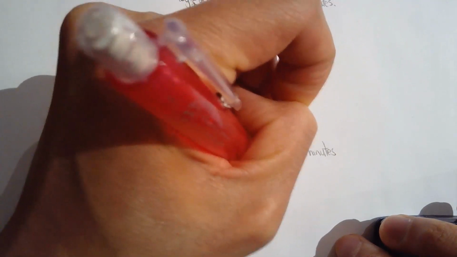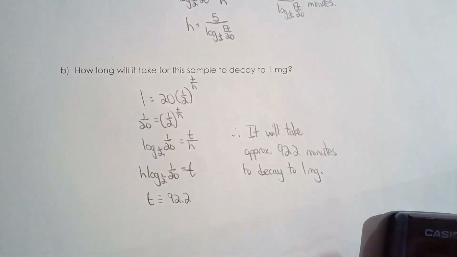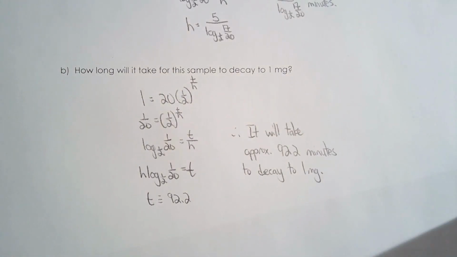So it will take approximately 92.2 minutes to decay to 1 milligram. Okay, so that's the last question for solving exponential equations. Hopefully that wasn't too bad.